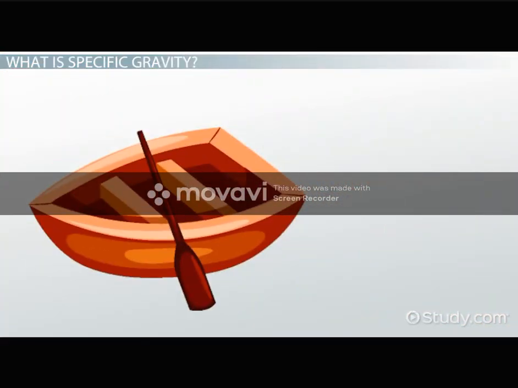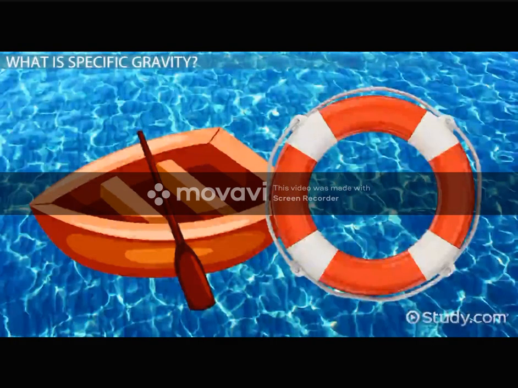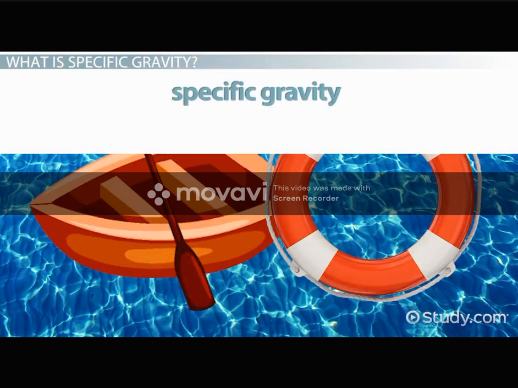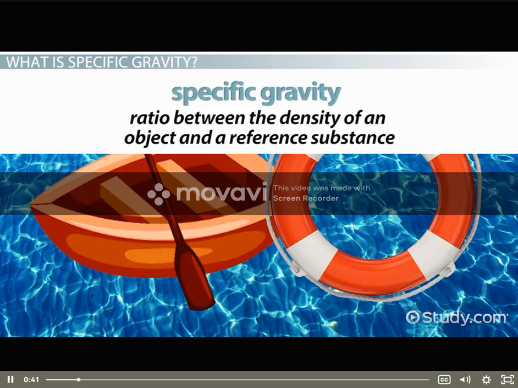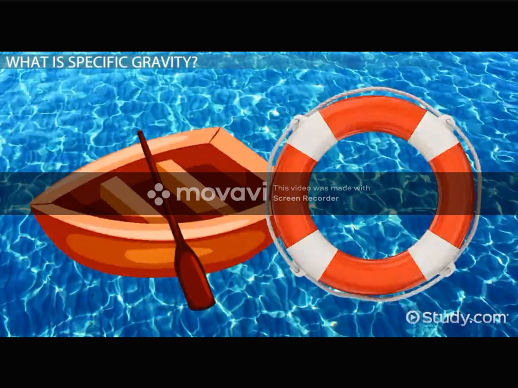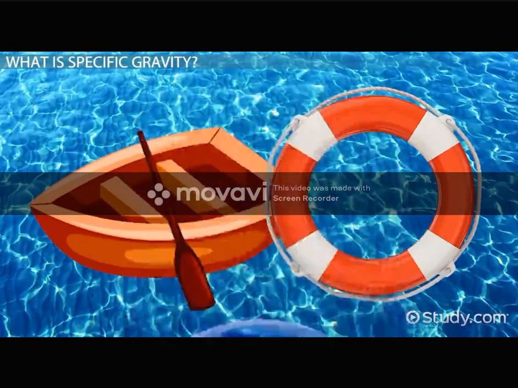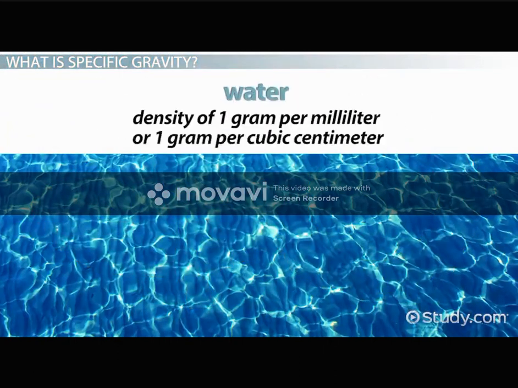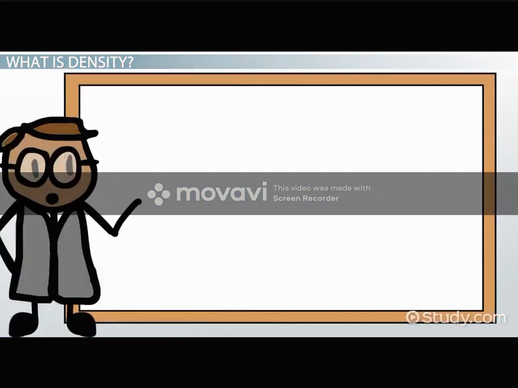Why is it that boats and swim rings float? There are many factors that determine if an object will sink or float in water, and one of these factors is what we call the specific gravity. The specific gravity is the ratio between the density of an object and a reference substance. The specific gravity can tell us, based on its value, if the object will sink or float in our reference substance. Usually our reference substance is water, which always has a density of 1 gram per milliliter or 1 gram per cubic centimeter. So what is density anyway?